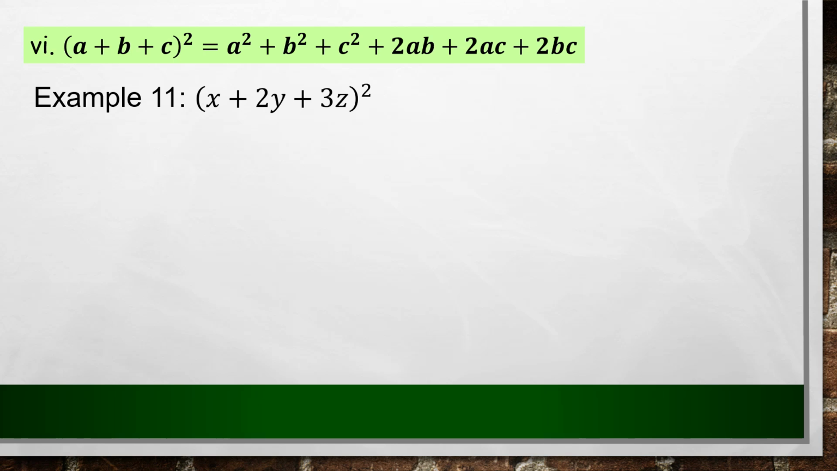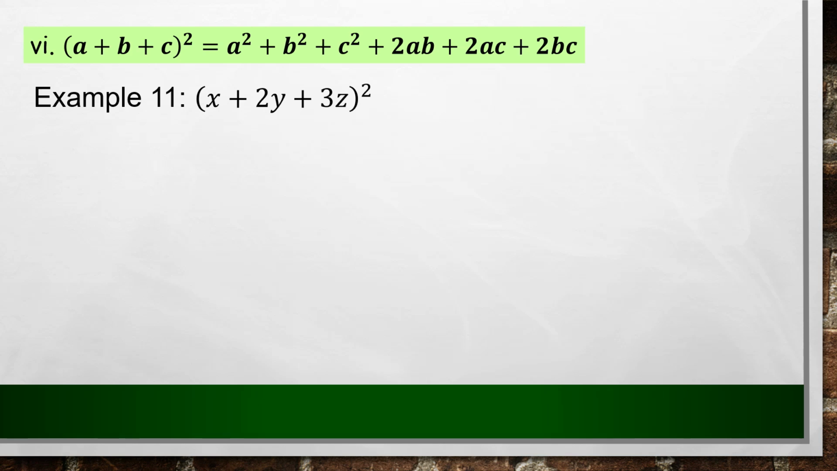Alright, so this is the last video about special products. I'm going to show you how to expand a general trinomial, squaring a general trinomial such as this one, or in the form of (a + b + c) squared. Okay, so you can see there, you have a squared plus b squared plus c squared plus 2ab plus 2ac plus 2bc. It's not really that hard to memorize that, okay?